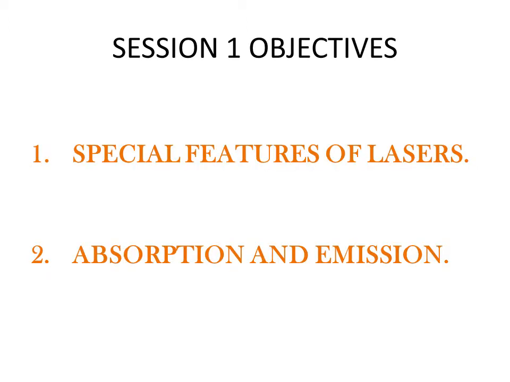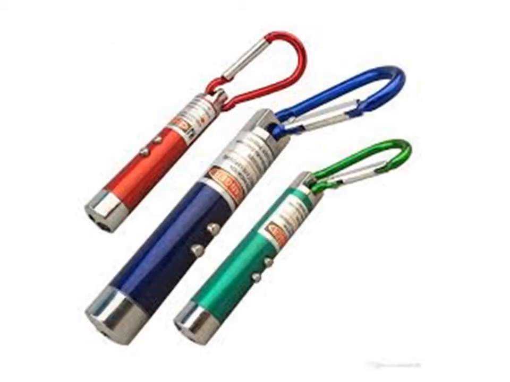So in today's session, we will learn special features of lasers and the process of absorption and emission. I have selected these pictures just to give you an idea about how a laser device will look. There are lasers of various size and shape and various power outputs. For example, these three pictures are very simple, small and lightweight laser devices which you can hold in your hands. The operation of these lasers is also very simple. You just have to press a button and the laser light will begin to come out as a continuous wave.